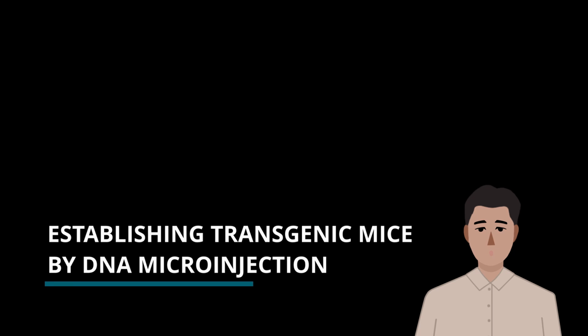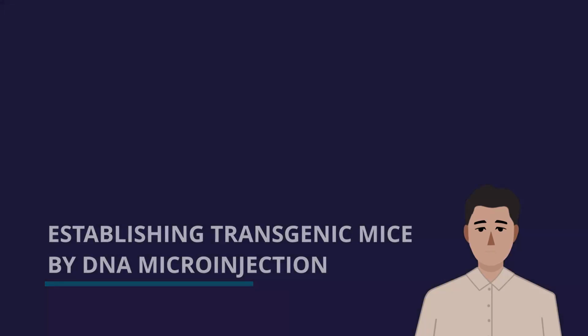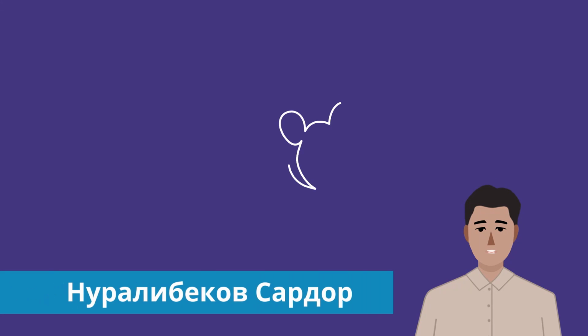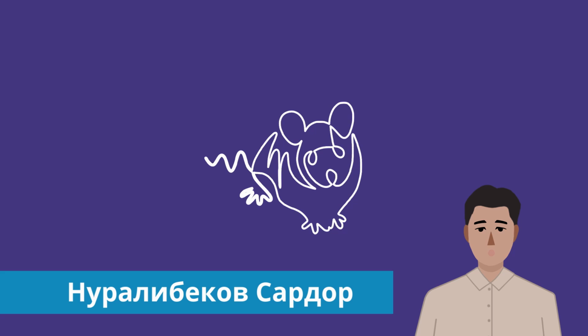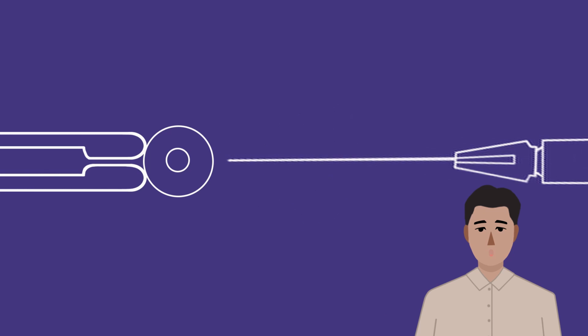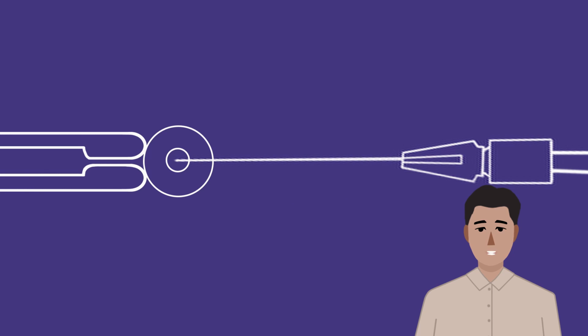Establishing transgenic mice by DNA microinjection. Because of the disadvantages of the retroviral vector method, microinjection of DNA is currently the preferred method for producing transgenic mice. Microinjection is a method of injecting DNA with a microscopic glass pipette capable of accurately penetrating the cell wall and membrane. Even the nuclear membrane is penetrated.